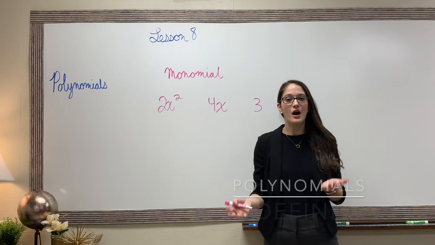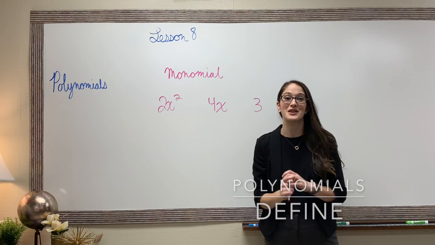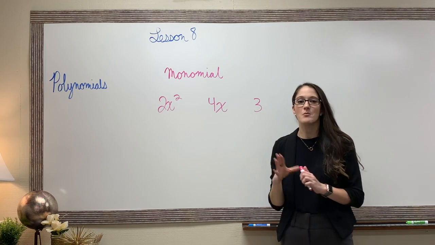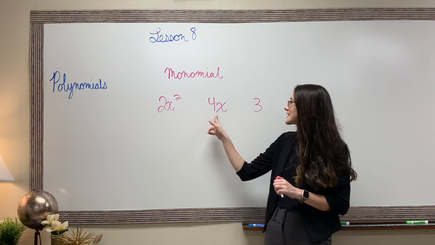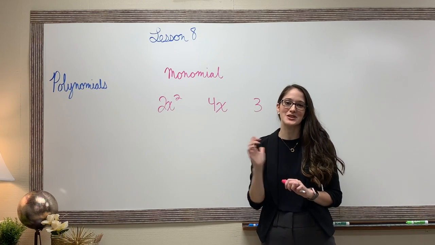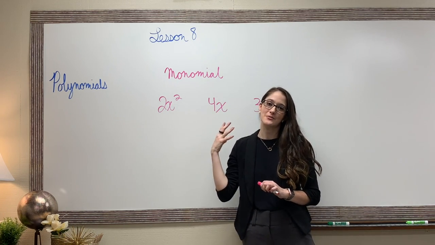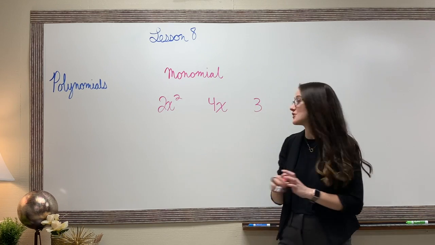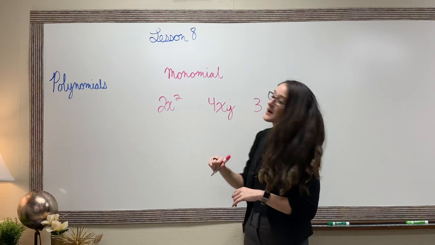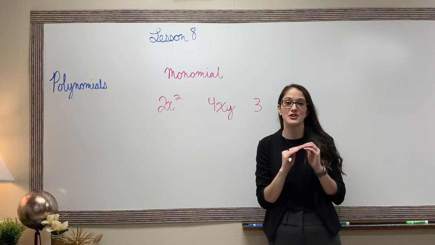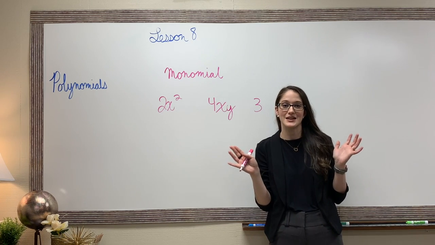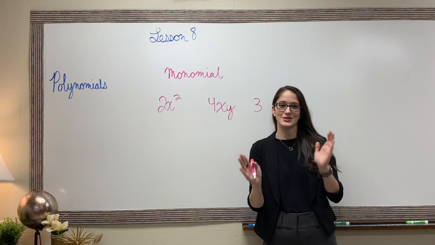To understand what a polynomial is, first we need to talk about what is a monomial. So a monomial is anything like this. It can be just a normal number, it could be something attached to a variable, or it could be attached to a couple of variables. But as long as there are no addition or subtraction signs in between, that is your monomial.